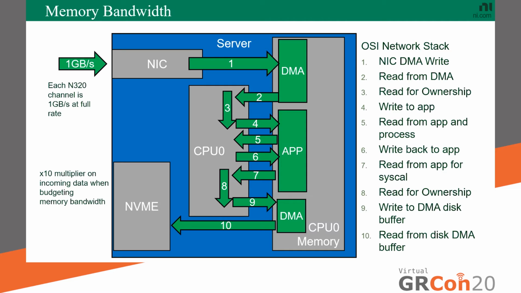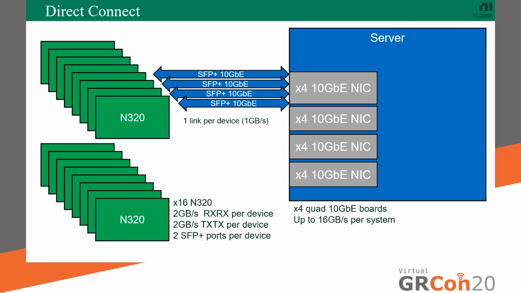The standard network stack is intended for low throughput, many connections, not low connections, high throughput. So if this isn't a good system topology for our application space, what might be a better solution? A better solution would be a direct connect topology, where we connect each one of our devices directly to the server that we're going to be aggregating our data.